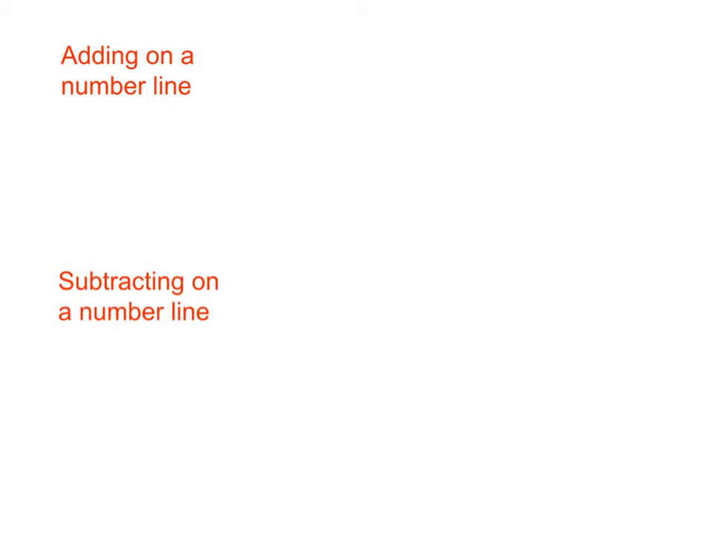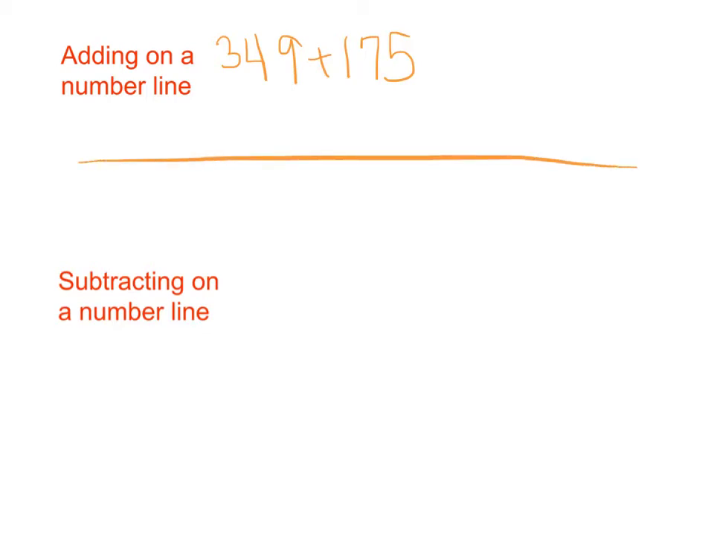Okay, we're going to go ahead and do adding on a number line here, and this is the problem that we're going to give you: 349 plus 175. I love number lines. I like them because they're open and you can decide whatever you want to do with them.